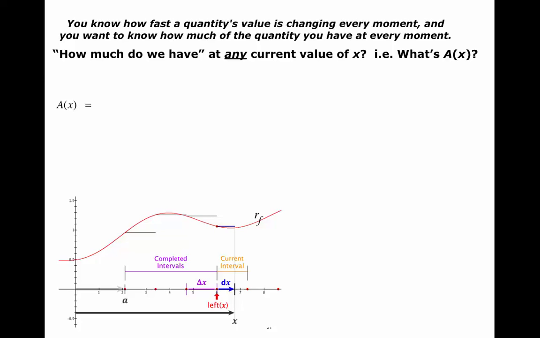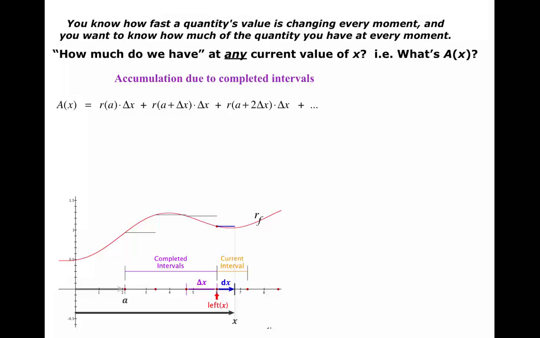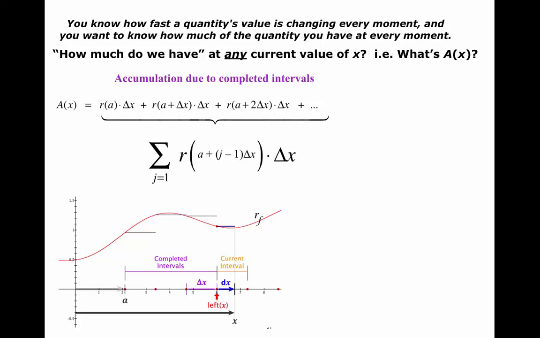Change in y. Right. We're going to sum up all the changes of y for the completed intervals. Accumulation due to the completed intervals. And what is that? That was this thing, and we did our shorthand notation with a sum, so that we worked on that. So we're going to sum up all the accumulation due to the completed intervals.